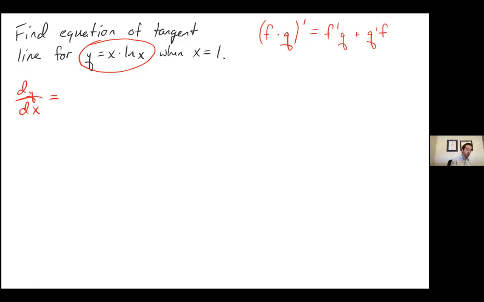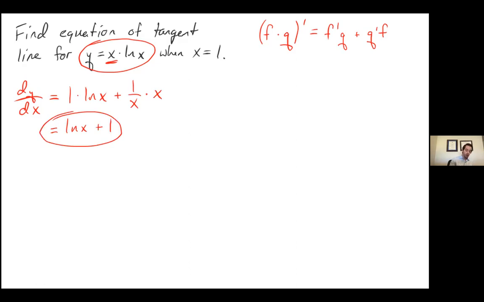So dy dx will be the derivative of the x part, that's 1, times the normal version of the second part, that's ln x, plus, and now the derivative of the second part is 1 over x, then multiplied by the normal version of the first part, that's x. We have to algebraically simplify this a bit. 1 times ln x is ln x, and 1 over x times x is 1. So the derivative of this will be ln x plus 1.